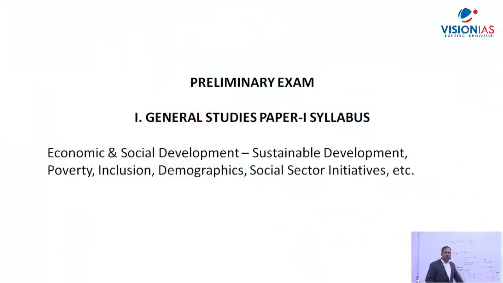So you know, I told you that relevance is provided by the syllabus and questions. So this is the syllabus of prelims. The preliminary exam, GS paper 1 syllabus. In prelims, as I told you, the syllabus is not very comprehensive. So the syllabus will hardly help you to identify which are the relevant areas. Only two lines are written: economic and social development, sustainable development, poverty, inclusion, demographics, social sector initiatives, etc.